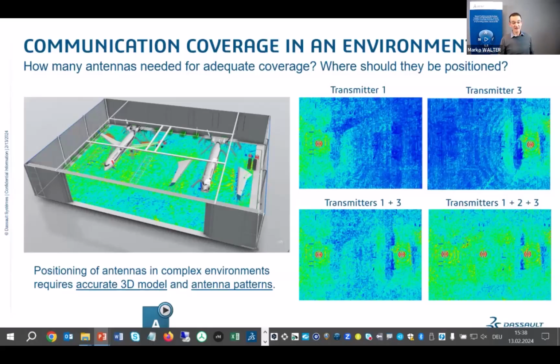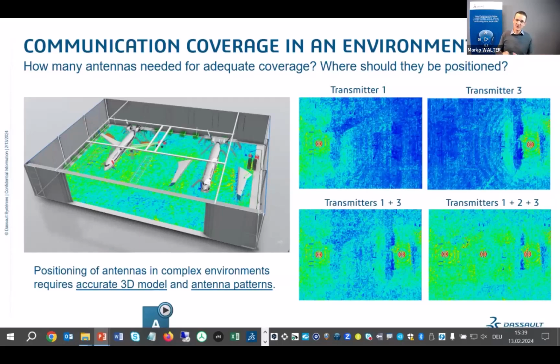We can run simulations using a ray tracing approach, our shooting bouncing ray method, to look at what happens if I place transmitter 1 at this position in the ceiling. I get a slight shadowing of the aircraft, but I get good coverage in one half of my hangar. Transmitter 3 at the far end gives me coverage in some areas, but not in others. I can start combining them, and by the time I've got 3 transmitters, I'm getting reasonable coverage throughout.